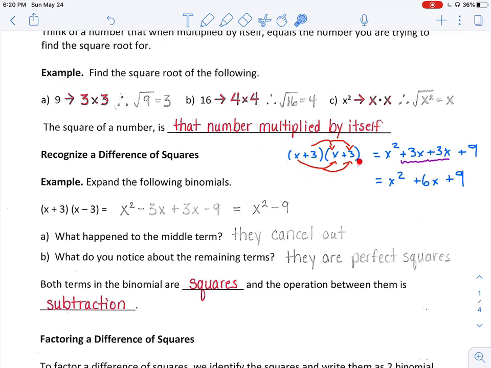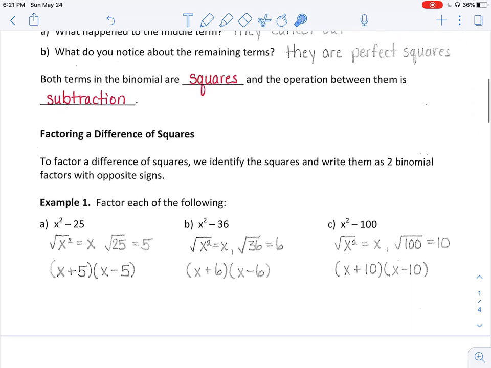What happens if they aren't opposite signs inside the binomials? For example, we have x plus 3 multiplied by x plus 3. If I follow my FOIL laws, I get x squared plus 3x plus 3x plus 9. Then my like terms of 3x are added together. They don't cancel out because it's 3 plus 3. I end up getting 6x. And then 3 times 3 gives me 9. So yes, this is a perfect square, and this is a perfect square, but then that middle term is not a perfect square. So in order to have a difference of squares, the binomial must contain a subtraction sign.